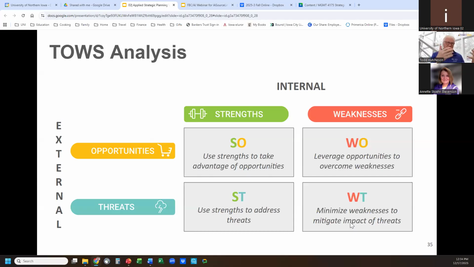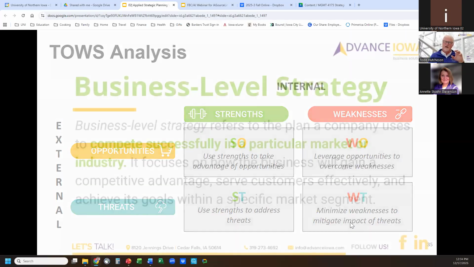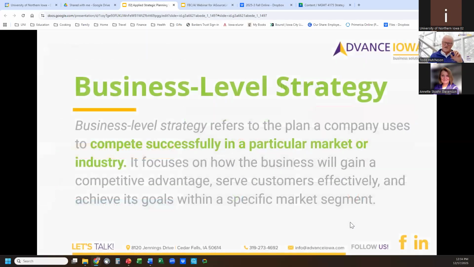Do my SWOT analysis. Start with my PASL, okay? Do my PASL, work through my SWOT analysis, and then use the TOWS analysis to help me develop potential strategies, right? From there, I'm going to start looking at specific strategies, and I want to look at them in a couple different ways. I want to look at a business level strategy. So how do I compete successfully in my particular market or industry, and I want to look at a corporate level strategy. And I'll talk about that one in a minute.